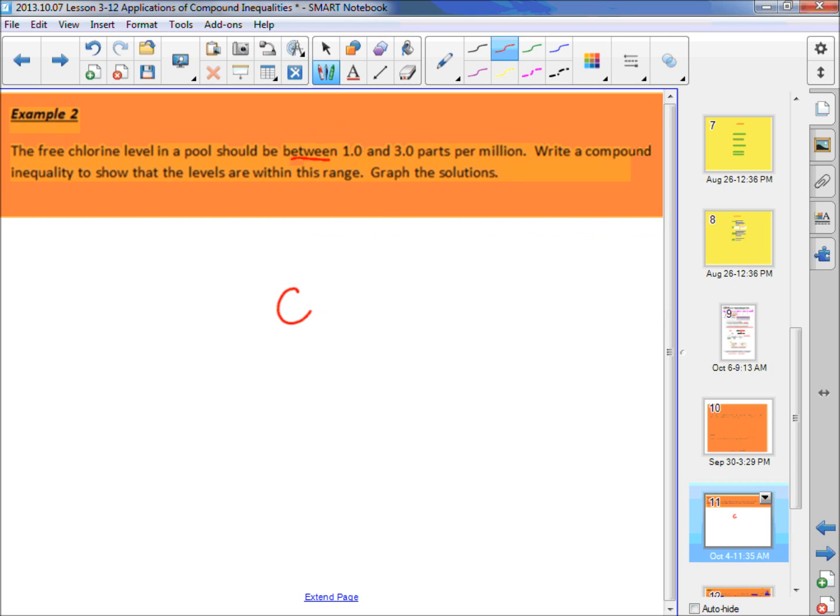Once again, I see the word between. So between is a pretty good indicator that you're going to need to use a compound inequality, so the two symbols. And remember, those two symbols for my class are always going to be less than symbols. Okay, and the chlorine is supposed to be between 1.0 and 3.0 parts per million.